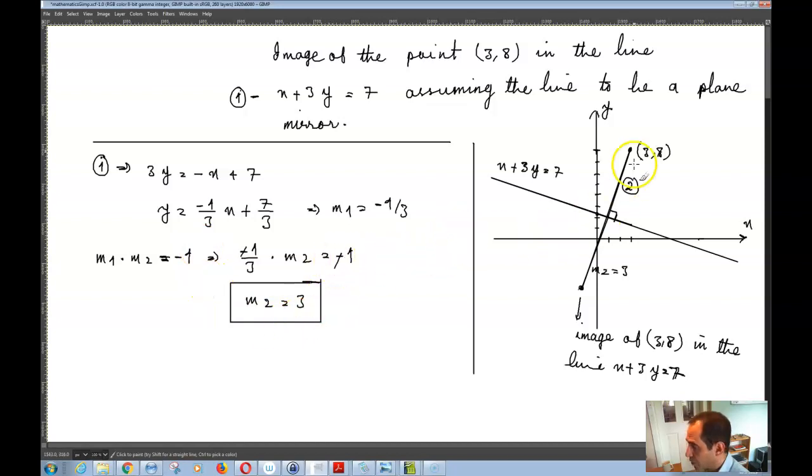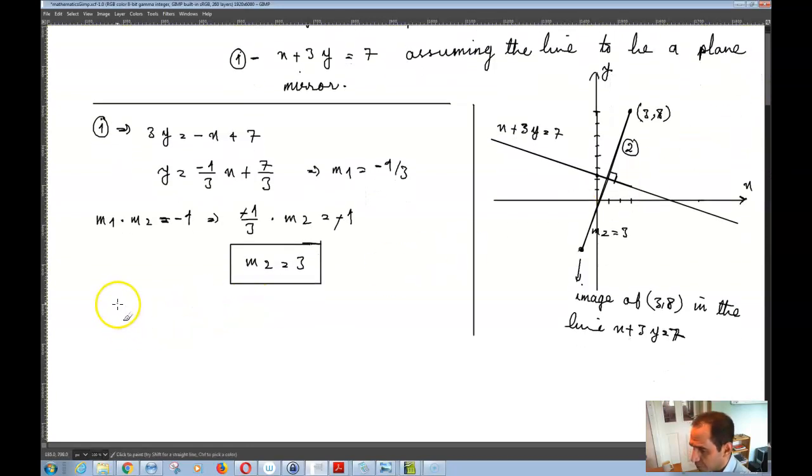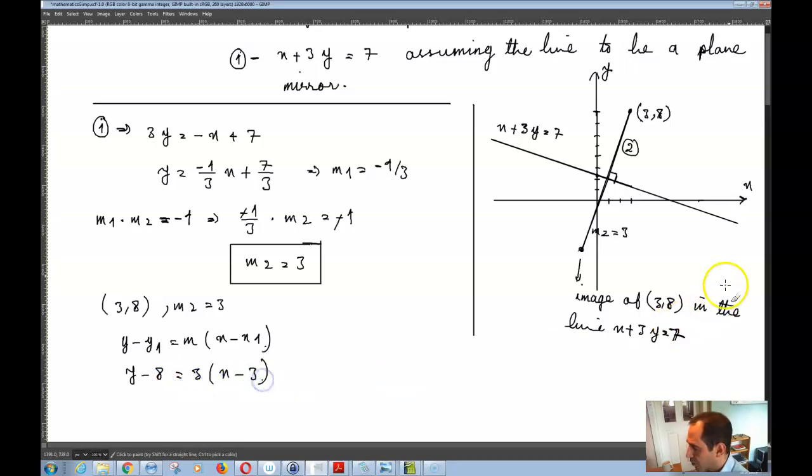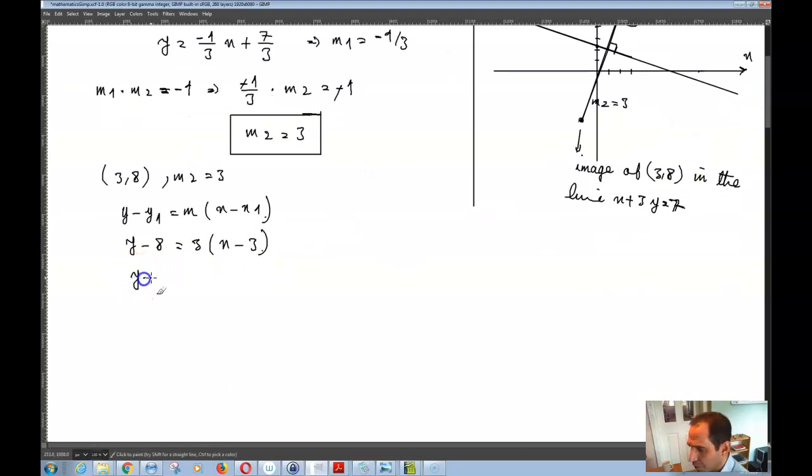Now, since m2 is equal to 3 and one point on this line is (3, 8), then you can write y minus y1 is equal to m times x minus x1, which means that y minus 8 is equal to 3 times x minus 3, so y minus 8 is equal to 3x minus 9, so y is equal to 3x, and negative 9 plus 8 is equal to negative 1.